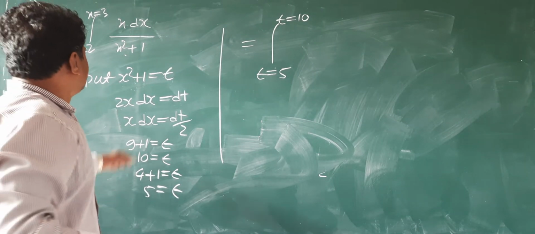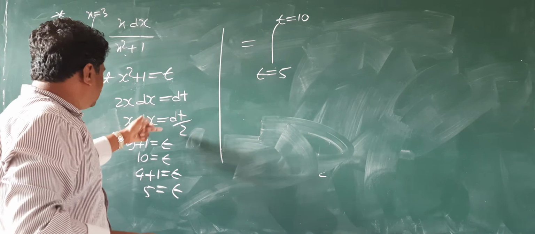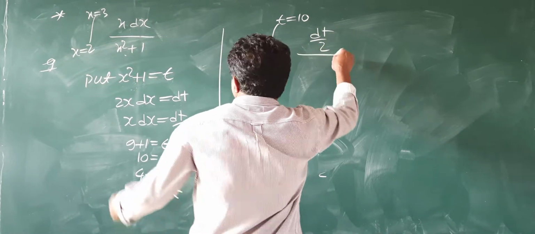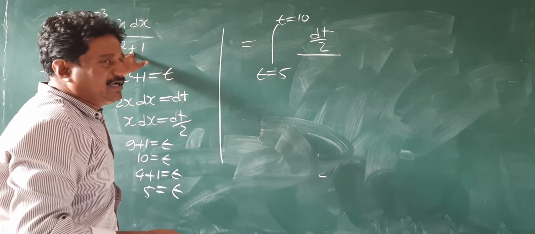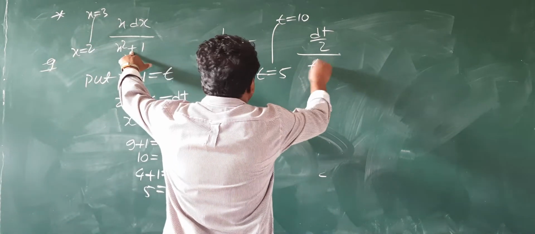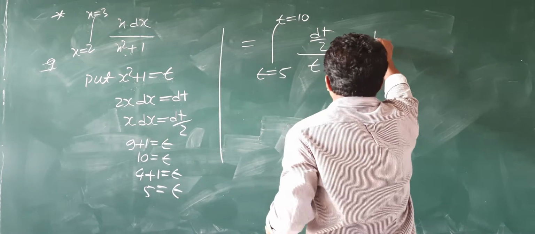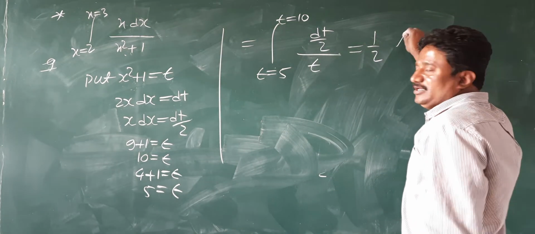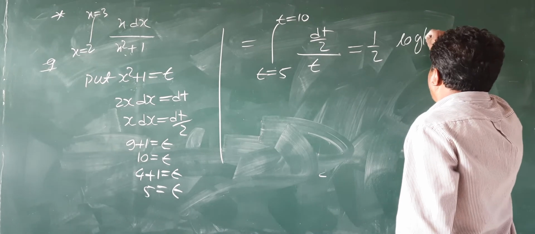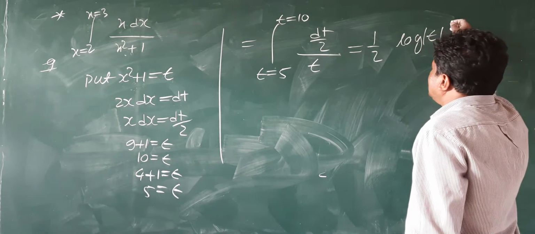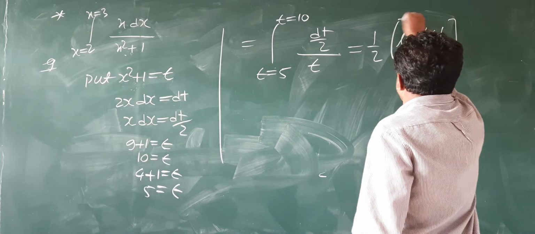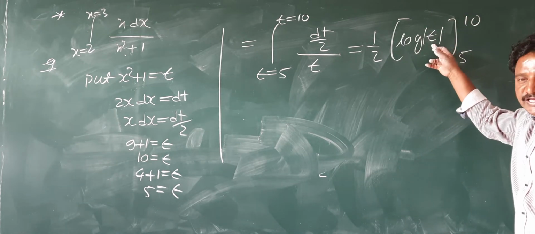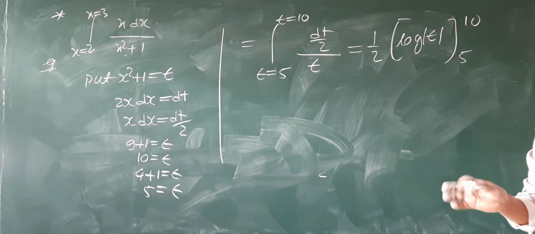So what is x dx? It is dt by 2. We are taking this denominator as t. So write that 1 by 2 outside. Integration of 1 by t is log mod t, or simply log t. So limits are from 5 to 10. Can these limits be applied for this t? Yes, because they are t values.